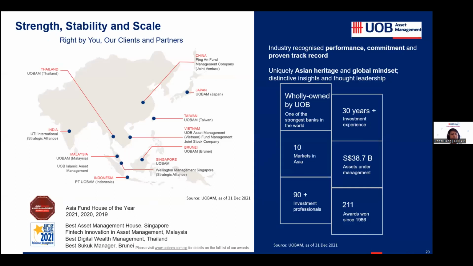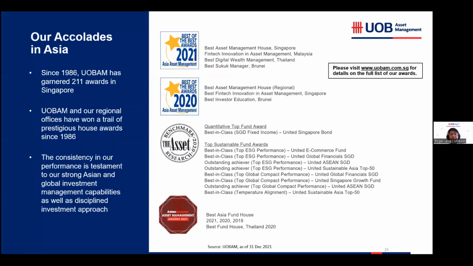Next. In terms of our strength, stability and skill, for those who are unsure about who exactly UOB Asset Management is and where we are right now, we have offices in Asia itself. We have almost 30 years of investment experience. We have 10 markets in Asia. And like what I shared earlier, we're managing more than 38 billion in assets under management as of end September 2021. And lastly, we have won more than 200 awards since 1986 as well. Next. These are some of the accolades that we have won in Asia over the past few years.